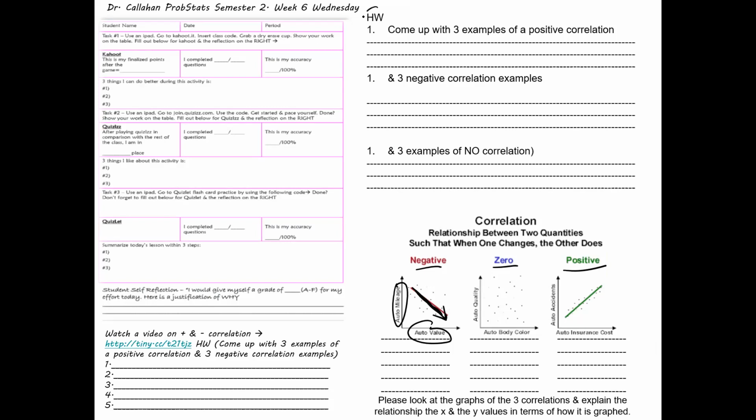Your homework tonight is to come up with 3 examples of a positive correlation, 3 examples of a negative correlation, and 3 examples of no correlation. If you're having some difficulties with the homework, make sure you watch this video, and that should assist you with this.